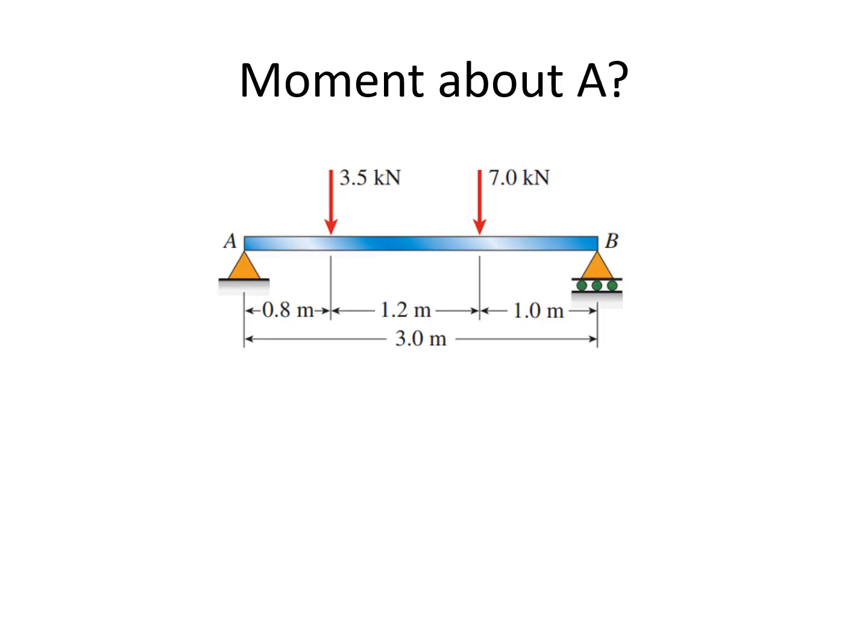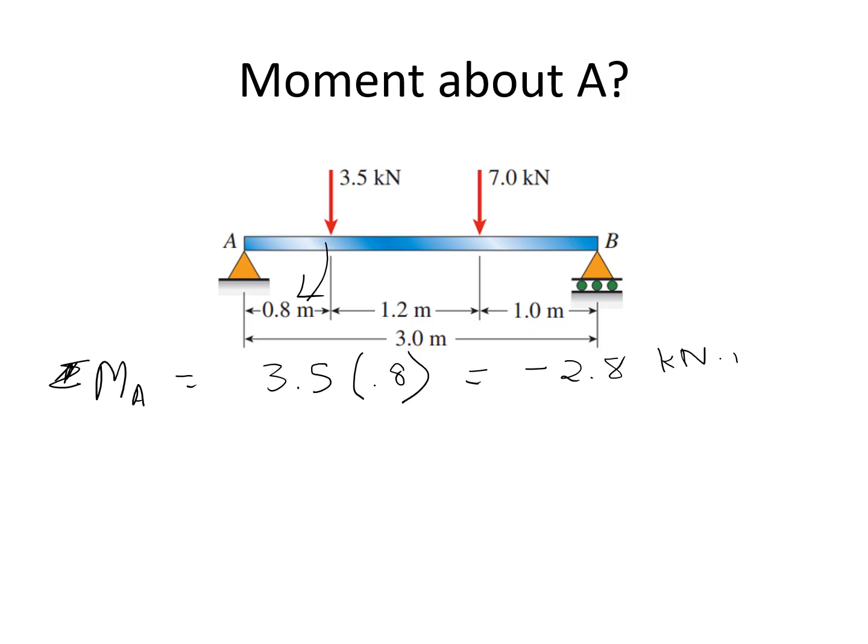Now, if we have multiple forces applied on a body, we can take the moment caused by each force about a point and add them together to get the total moment. So if I want the total moment about A created by these two applied forces, I can take the moment about A caused by the first one, where the force is 3.5 and the perpendicular distance is 0.8. And that's going to push in a clockwise rotation. So this moment would be negative 2.8 kilonewton meters.